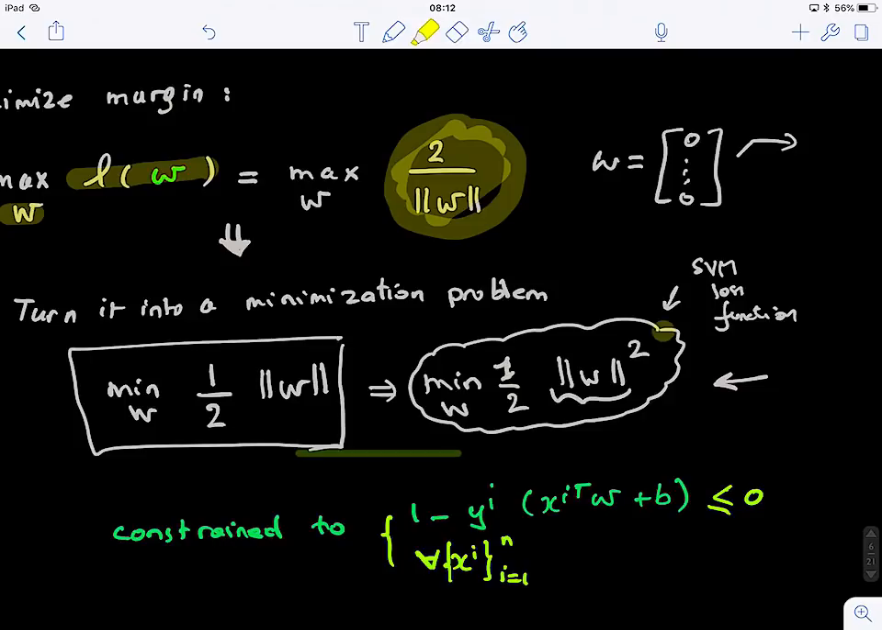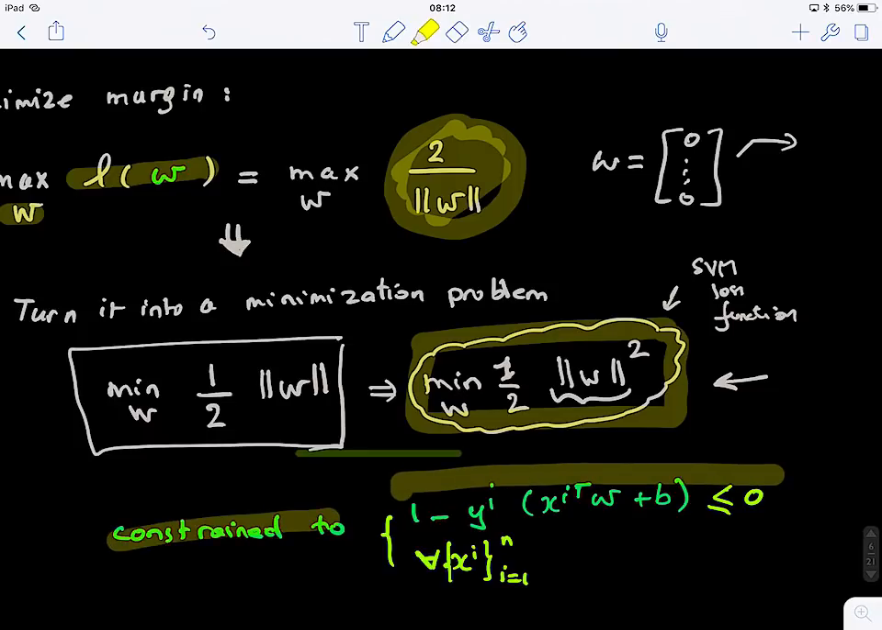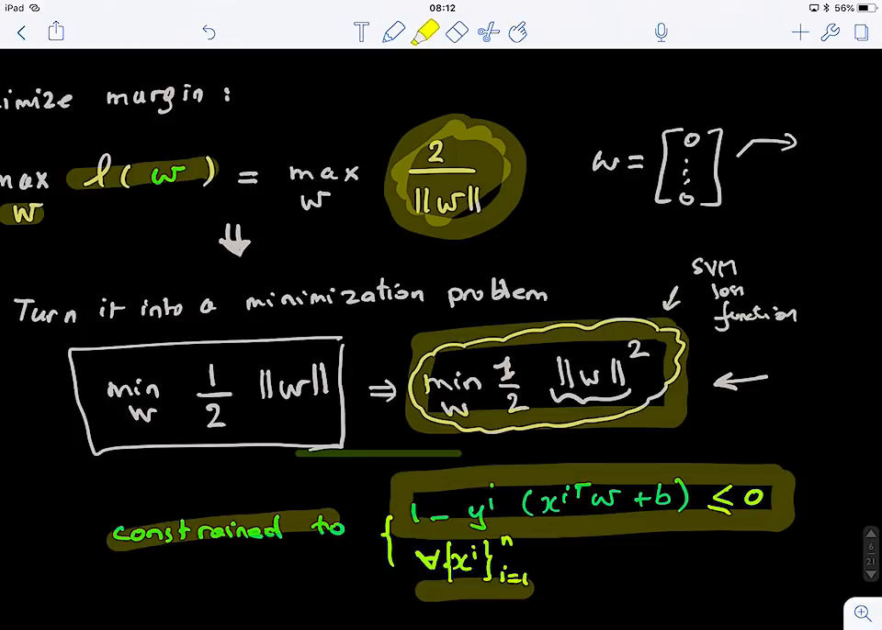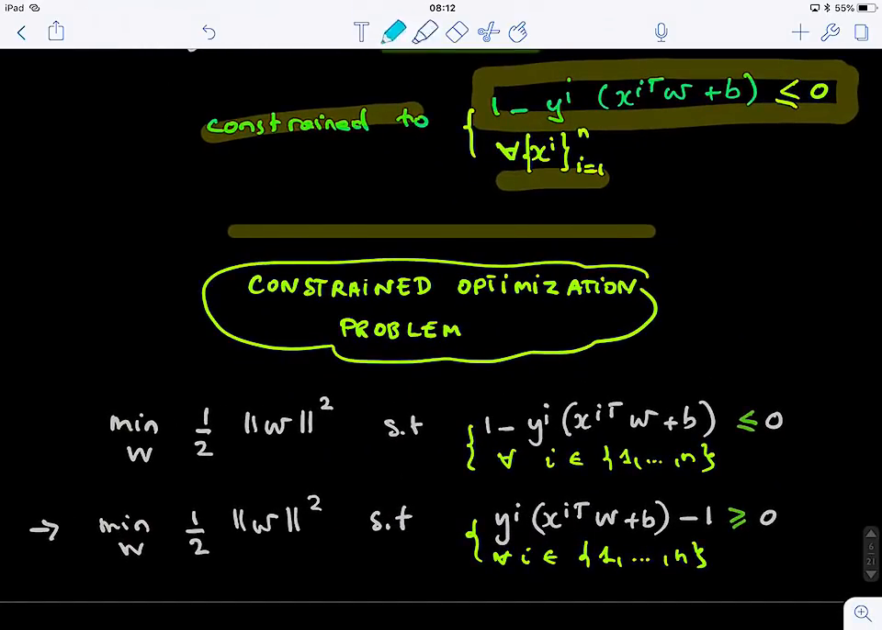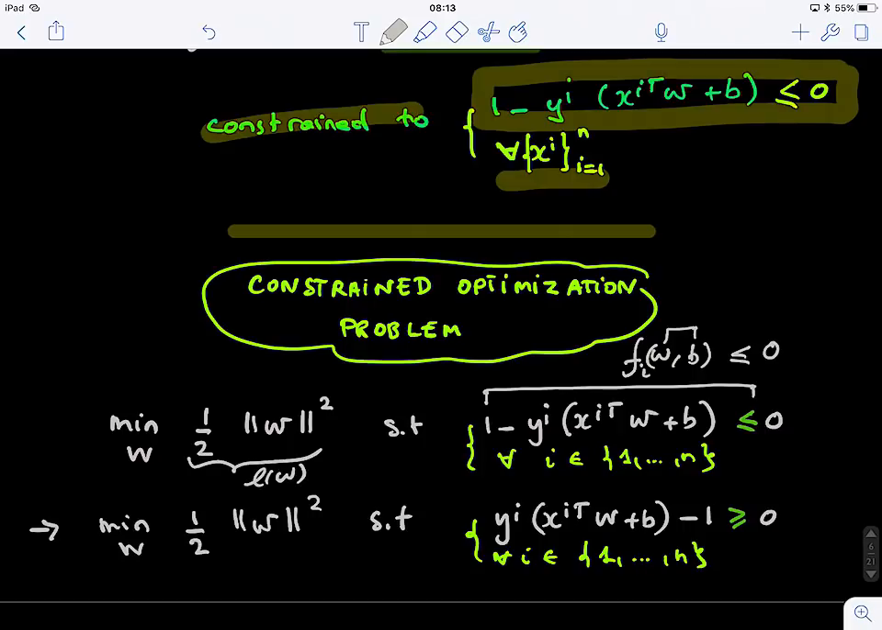So we want to minimize this loss function, constrained to the condition of correctly classifying our training data for each point i. This is what we call a constrained optimization problem, and this is how we formalize it. We want to minimize a loss function L of W subject to this condition, which we can call F. So we want F of W, for all parameters that we want to estimate, to be smaller or equal to 0 for all points i. So we have F_i. This is the constrained optimization problem for SVM.